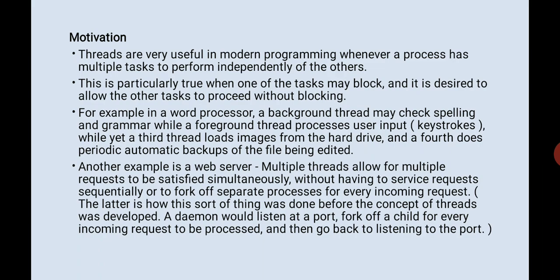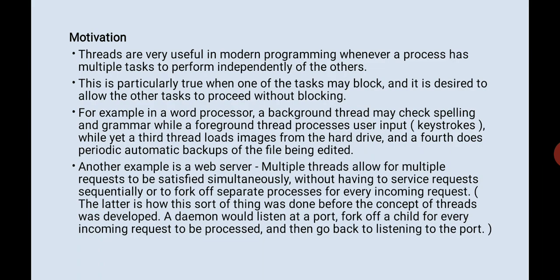Now another example is a web server. See what happens in a web server. The multiple threads allow for multiple requests to be satisfied simultaneously without having to service requests sequentially or to fork off a separate process for every incoming request. Right? So in a web server also, one server has to serve multiple clients. So it allows for multiple requests to be satisfied simultaneously. So I would be having a one-to-many sort of relationship, wherein one server will be servicing different clients. Right?